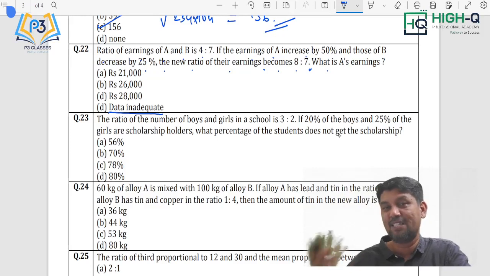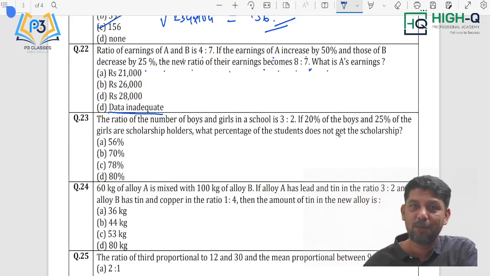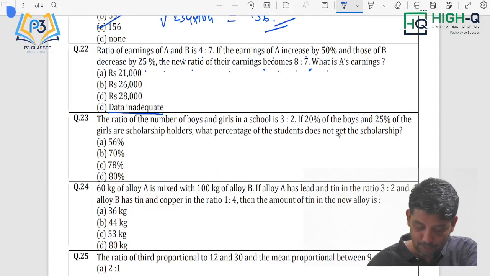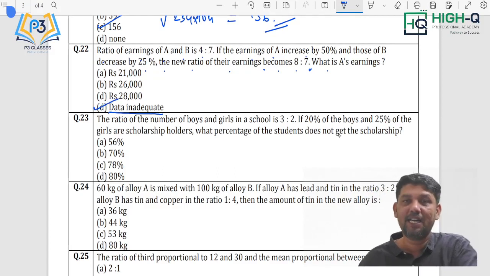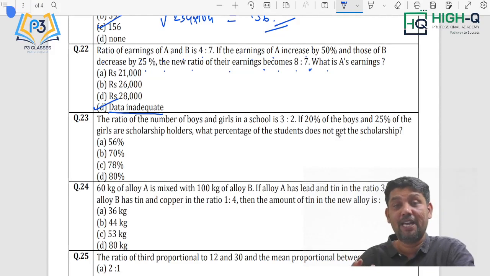Yeah, savings, there is no second condition. Only they are talking about income. By using that, we won't be able to find out. Directly we can mark data inadequate. No sir, I can use trial and error method to get the answer.